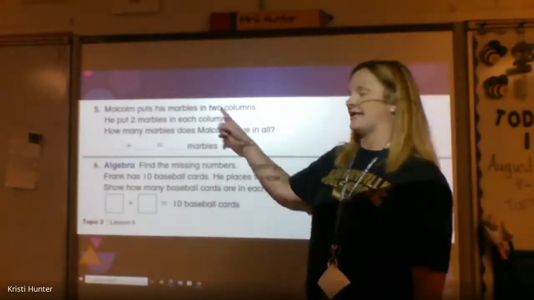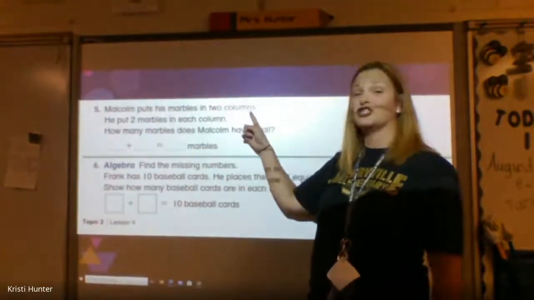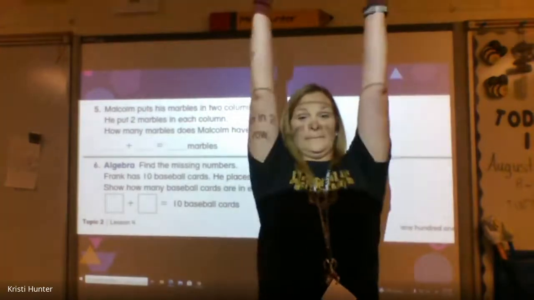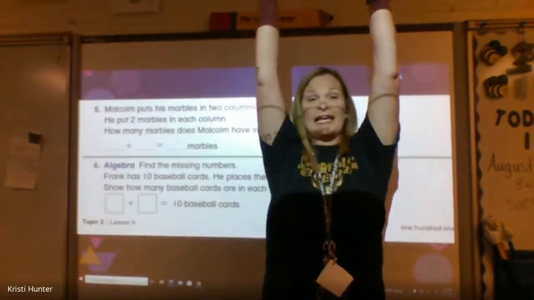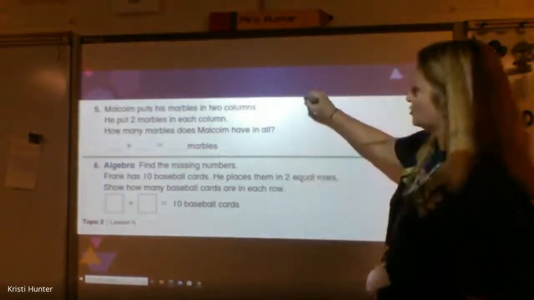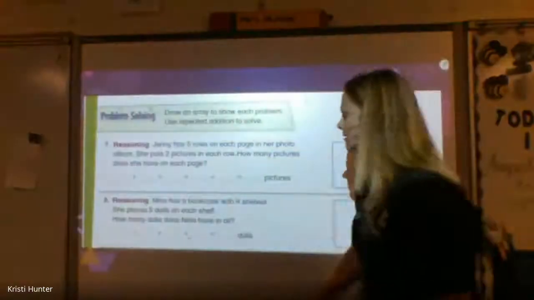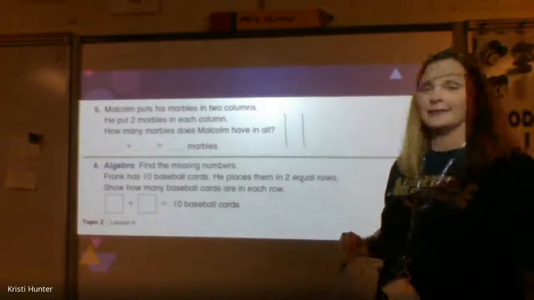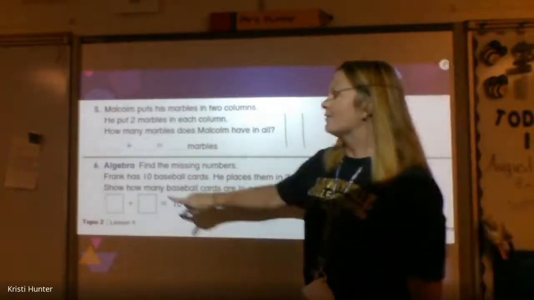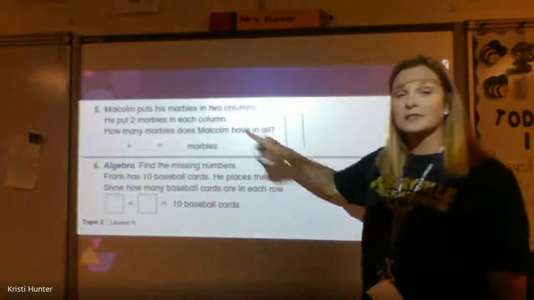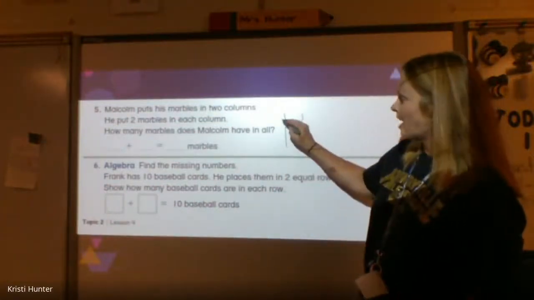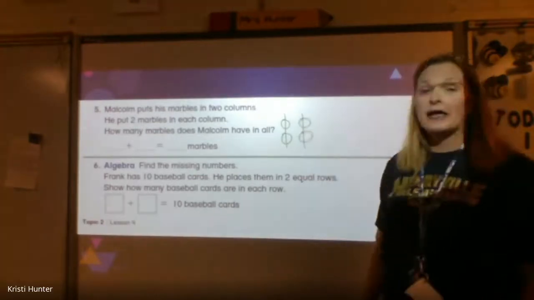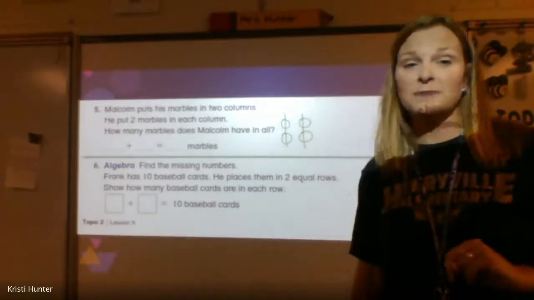All right, so I'm going to think. Malcolm puts his marbles into 2 columns. Show me with your hands which way columns go again. That's right, straight up and down. So I need 2 of them. So on your paper, draw me 2 columns. Hopefully your paper's not moving like mine is. There we go. Now it says he put 2 marbles in each column. That means this column gets 2 marbles. This column gets 2 marbles. Can you add your 2 marbles to your columns, please?